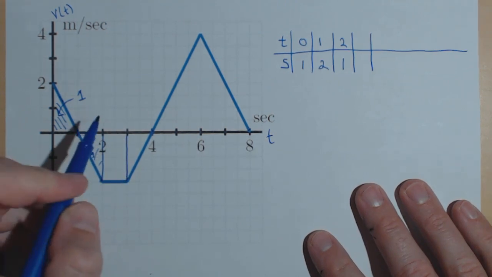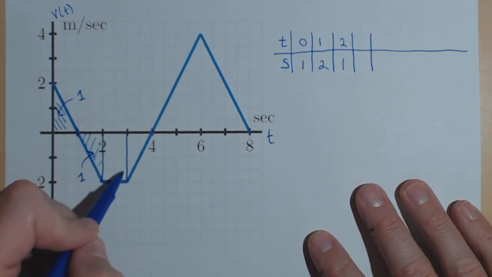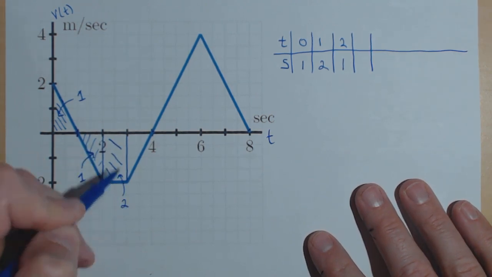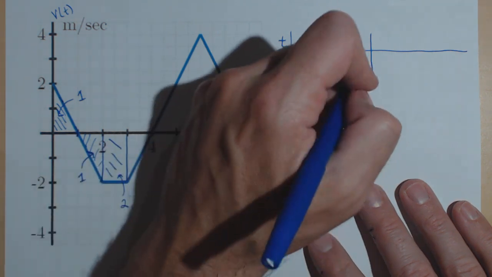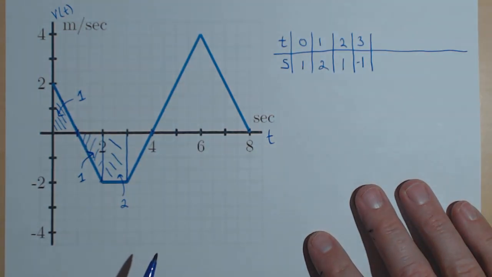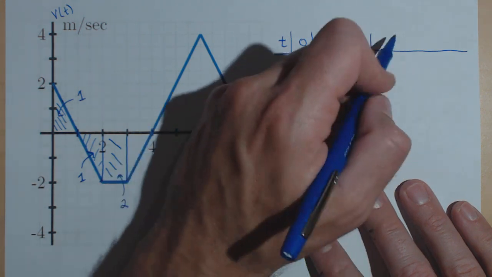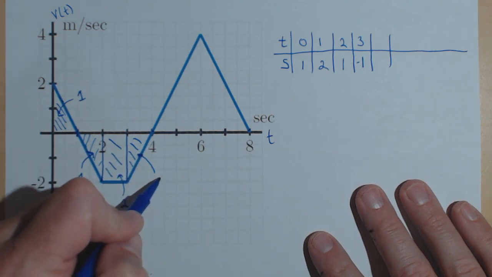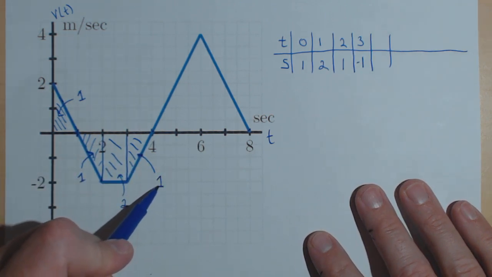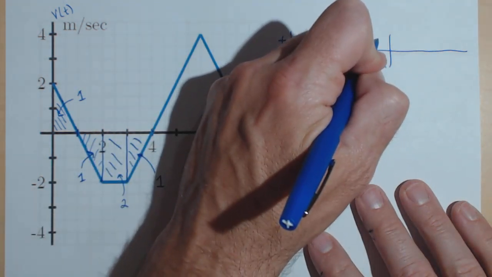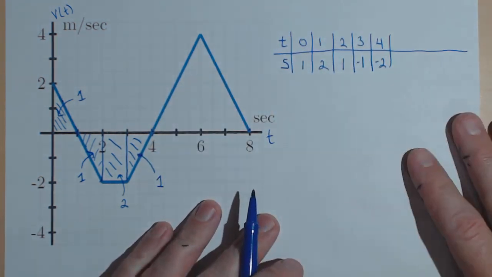Now let's go ahead and keep finding our positions. So for instance, here's 3. Now we have a rectangle with a base of 1 and a height of 2. So he's moving 2 units, and it's below the x-axis, so he's moving 2 units backwards. So at 3 seconds, his position is -1 meter past this point that we're measuring from. Let's go to 4. We've got another triangle with an area of 1. Again, it's negative, so he's moving backwards another meter. So he'll be at -2 at 4 seconds.